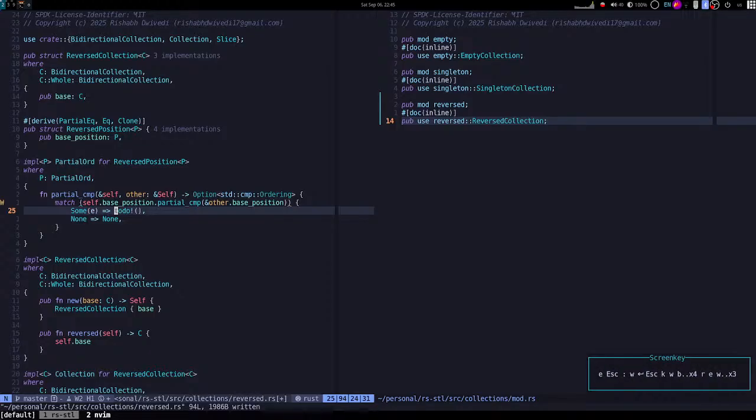Sum of e. There can be sum of multiple things, right? What is that? D is this. Yeah, there can be sum of multiple things. So what is e? E is basically ordering. So let me go to ordering.